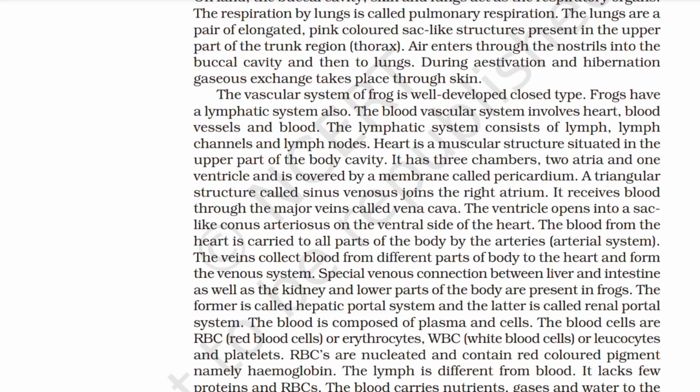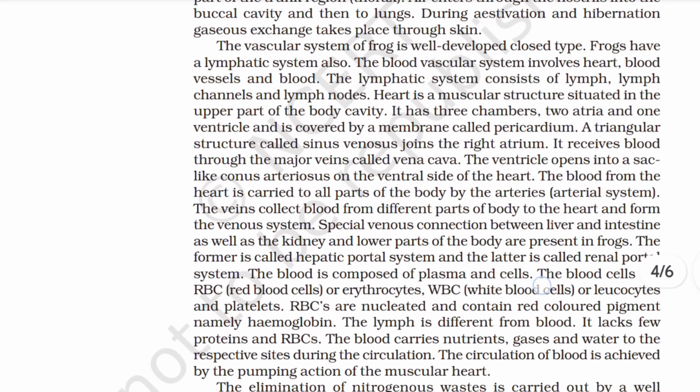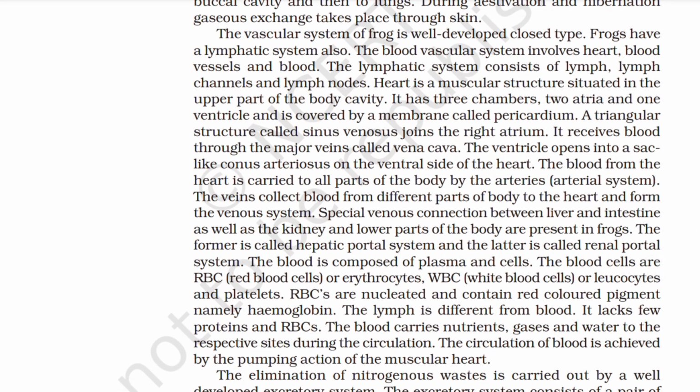The blood vascular system involves heart, blood vessels, and blood. The lymphatic system consists of lymph channels and lymph nodes. Heart is a muscular structure situated in upper part of the body cavity. It has 3 chambers, 2 atria and 1 ventricle, and is covered by a membrane called pericardium. A triangular structure called sinus venosus joins the right atrium. It receives blood through the major veins called vena cava. The ventricle opens into a sac-like conus arteriosus on the ventral side of the heart.